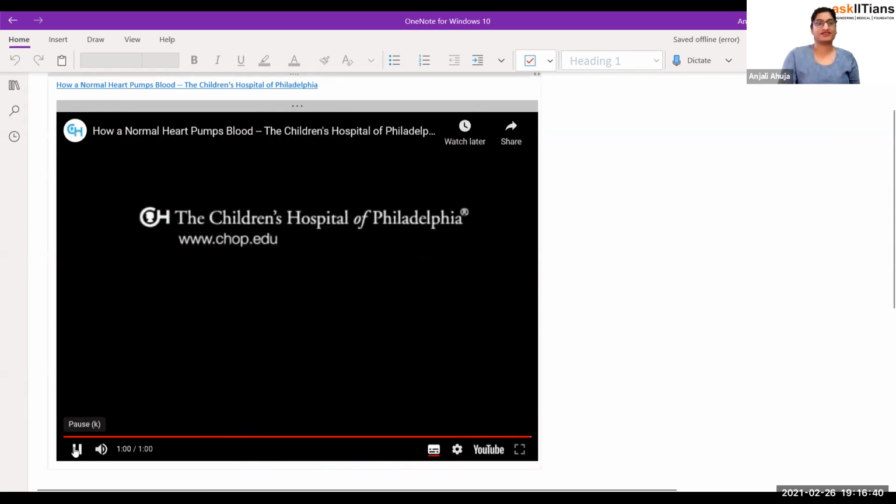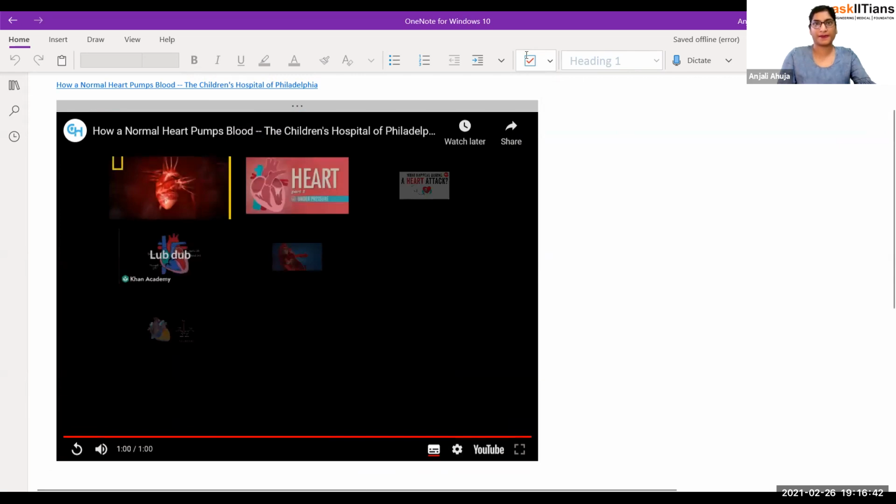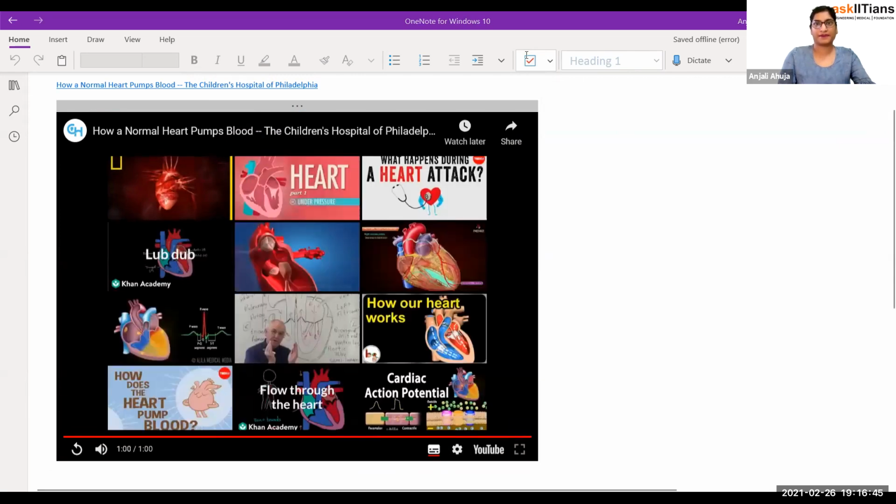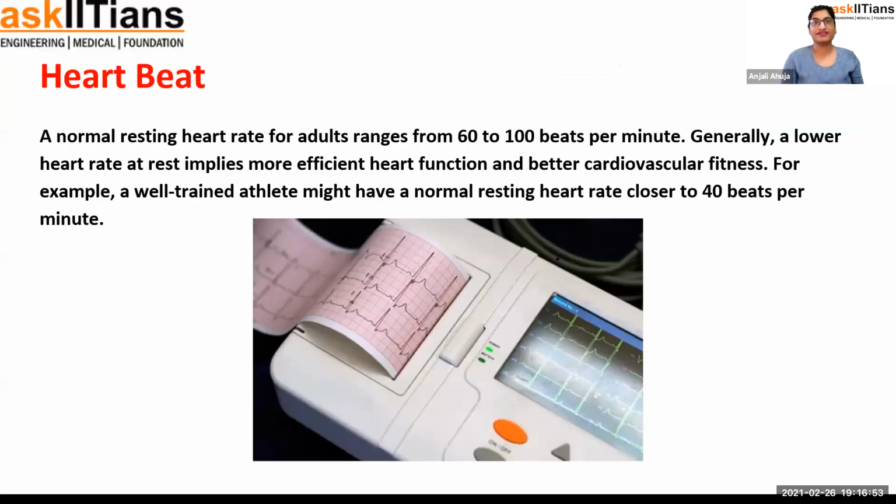So I suppose now you understand it. Hold on for a second. Let me come back to the presentation. Now I suppose that you clearly understood the structure of the heart and how it is working, right? Okay. So now let's move forward and talk about the heartbeat.